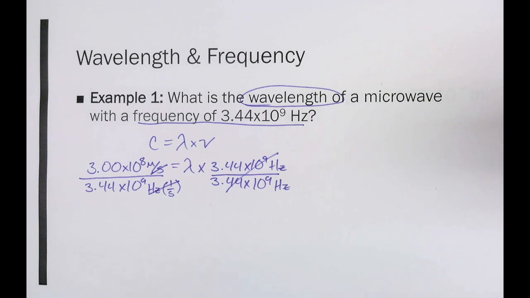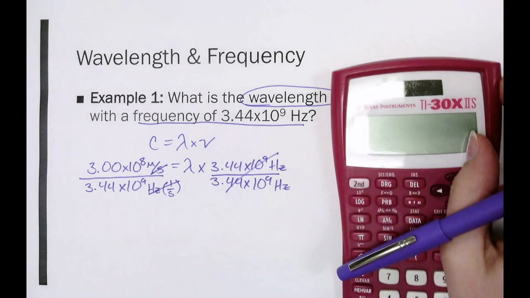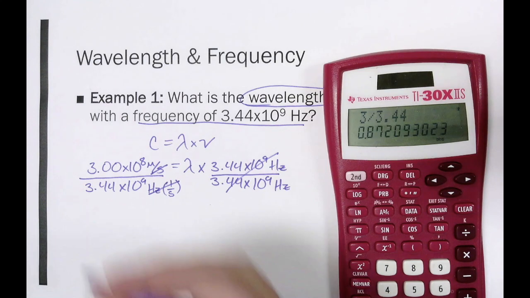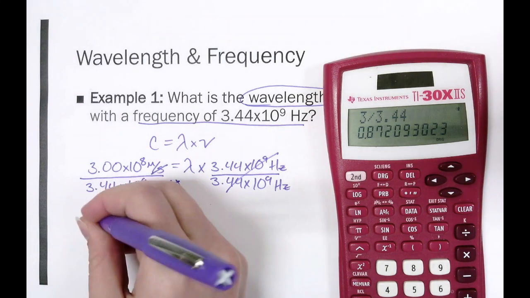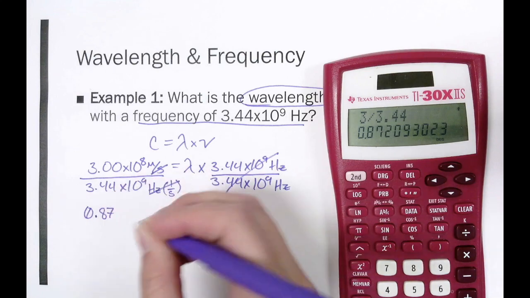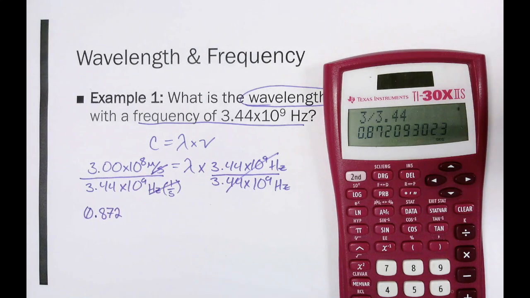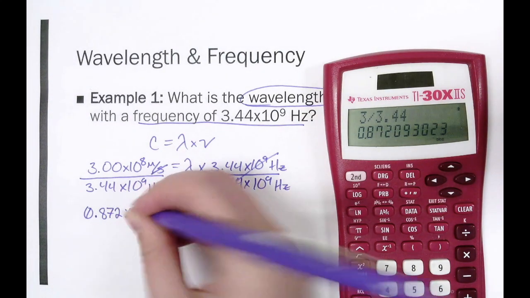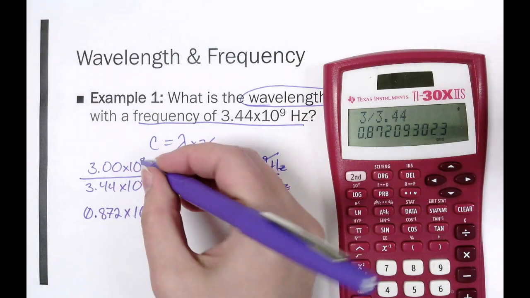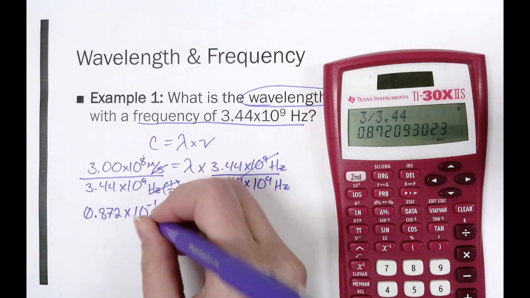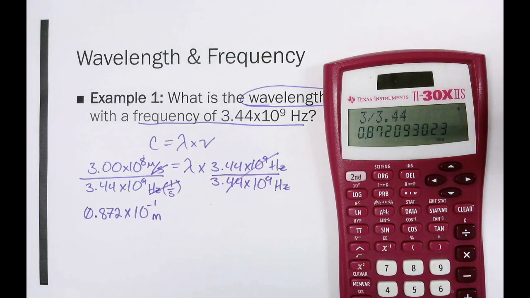When doing calculations with numbers in scientific notation, for division, the first thing we're going to do is divide the first two numbers like normal. 3 divided by 3.44. So that gives us 0.872 for 3 significant figures times 10. And then in division, you're just going to subtract the exponents. So 8 minus 9 is -1. That's going to be units of meters.